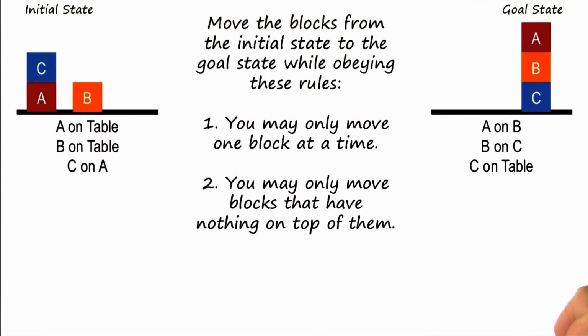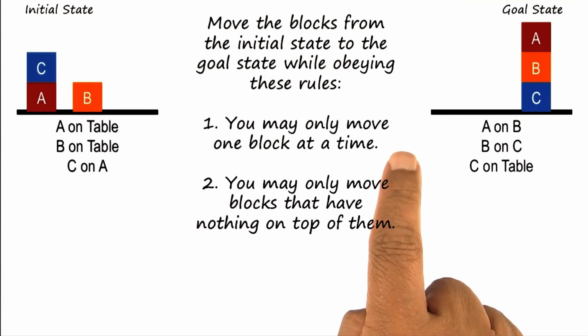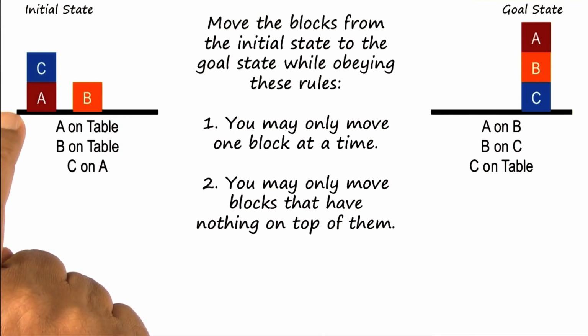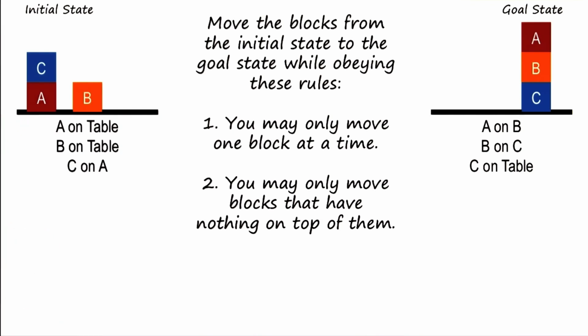Let's introduce a couple of constraints. You may move only one block at a time, so you can't pick both A and B together. And second, you may only move a block that has nothing on top of it. So you cannot move block A in this configuration because there is C on top of it.